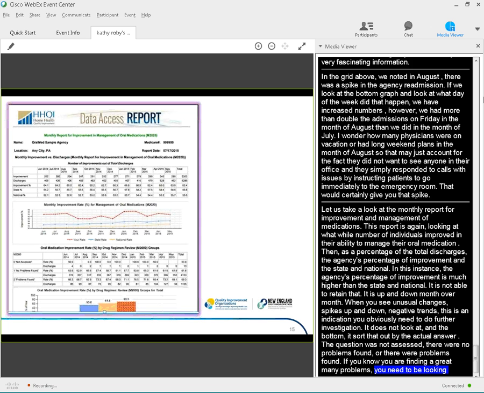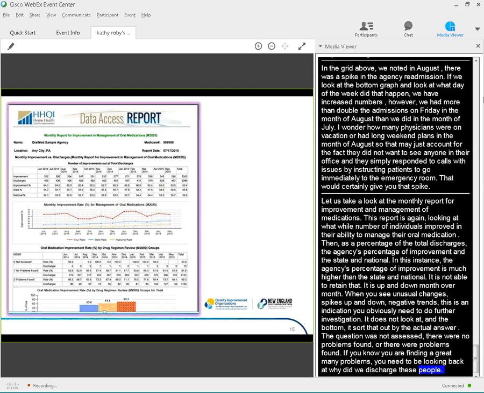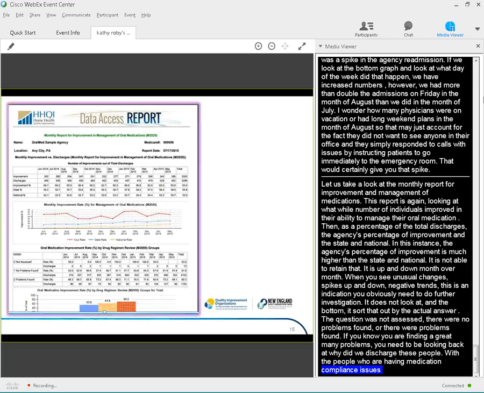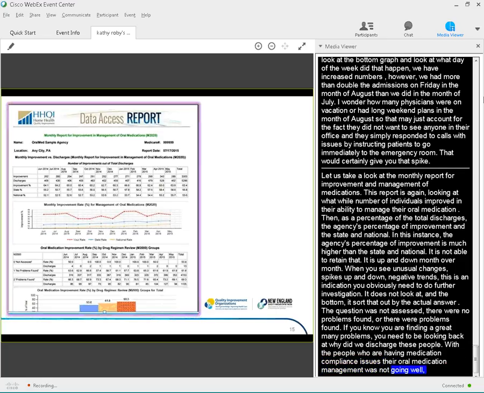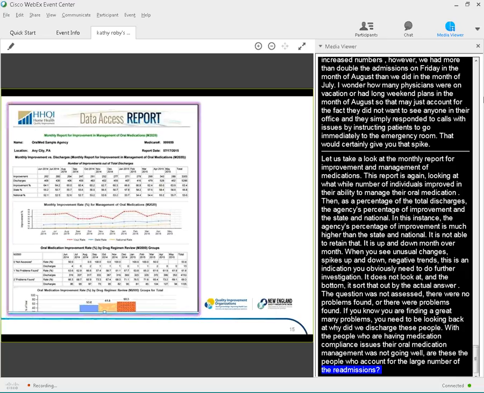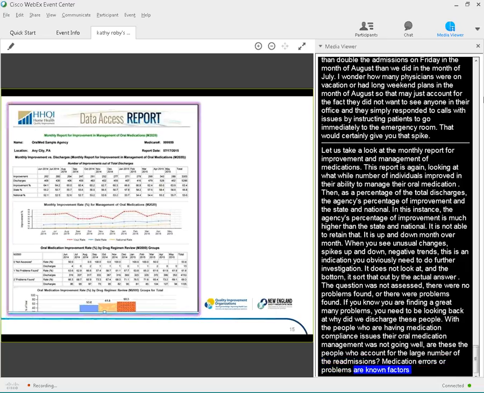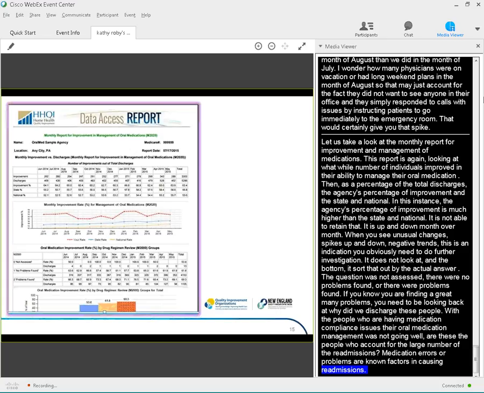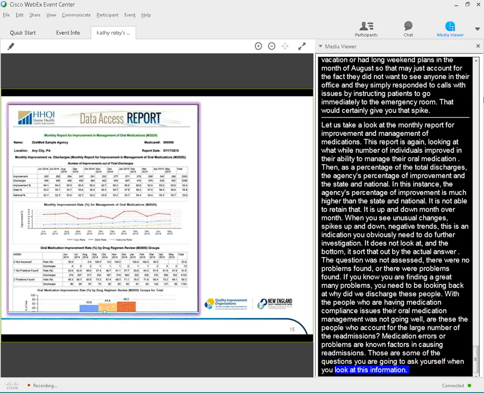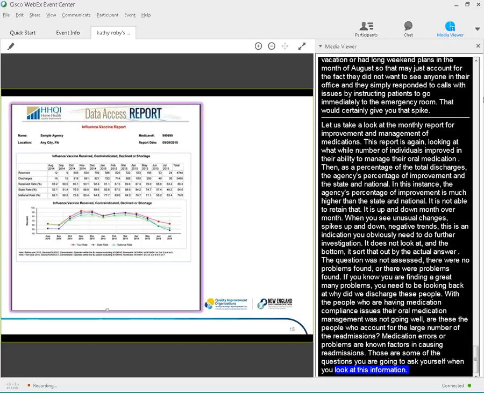And were the people who were having medication compliance issues, their oral medication management was not going well? Are these the people who account for a large number of the readmissions? Because medication errors or problems are a known factor in causing readmissions. So those are some of the questions that you're going to ask yourself when you look at this information. And in a moment, we're going to look at how we would take these reports and then turn them into a quality improvement plan.